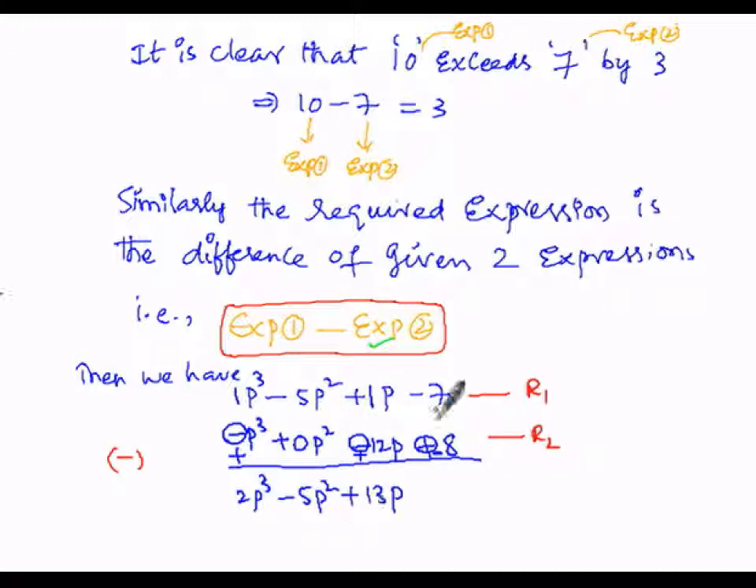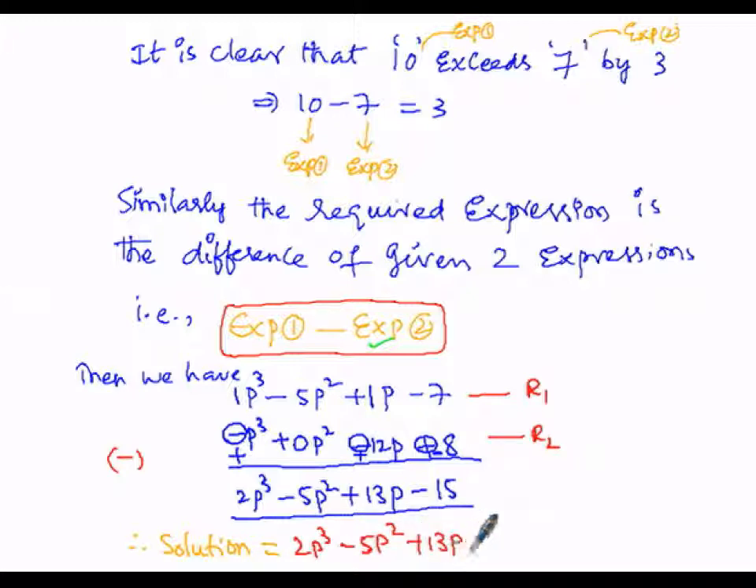The sign of 7 is negative and the new sign of 8 is negative, so minus of minus is plus. Let us add up: 8 plus 7 is 15, and among 8 and 7, 8 is greater, so the sign is negative. In this manner I got the solution: therefore the solution equals 2p cube minus 5p square plus 13p minus 15. So this is the solution.